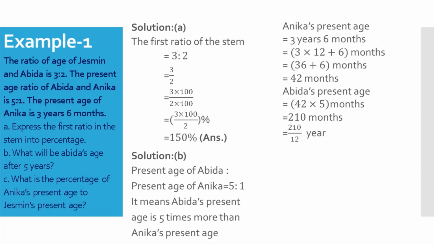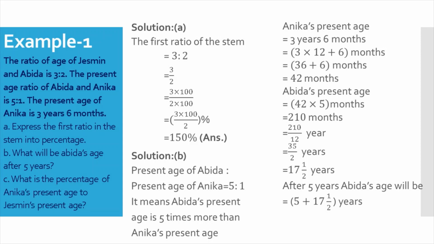210 months. And if we convert it to years, we get 210 divided by 12. That would be 35 by 2. So if we divide, 17 and 1 by 2 years. So after 5 years, Abida's age will be 5 plus 17 and 1 by 2, because this is the present age, and after 5 years we have to add. So 22 and 1 by 2 years, that is Abida's age after 5 years.